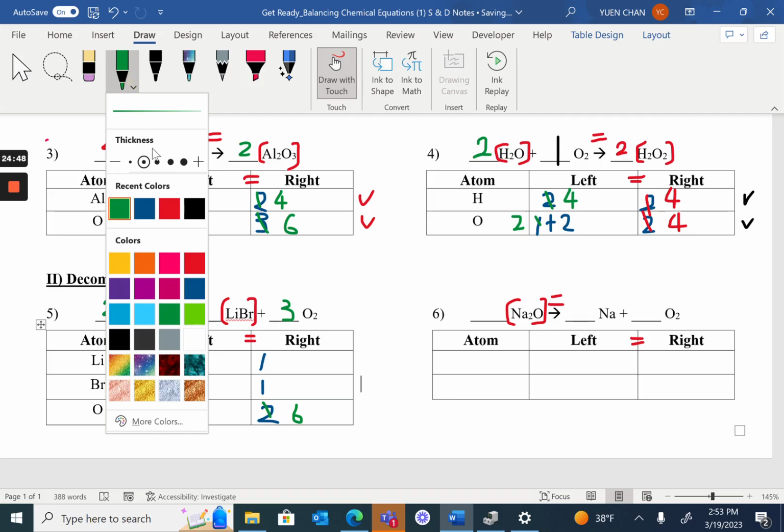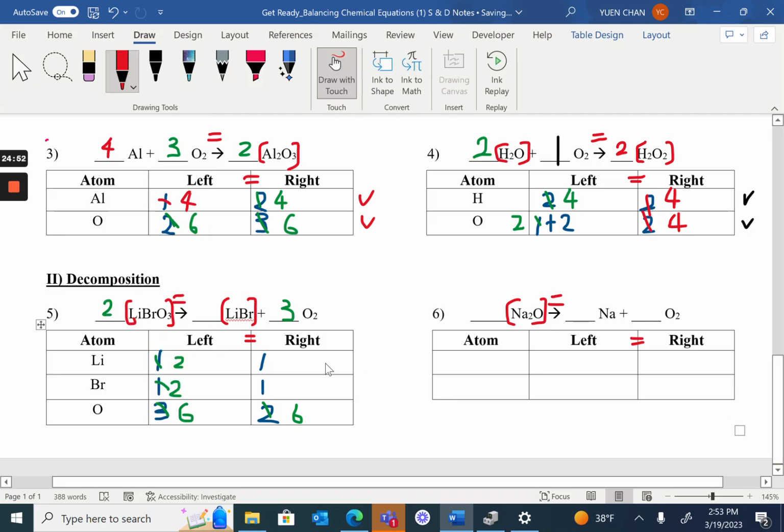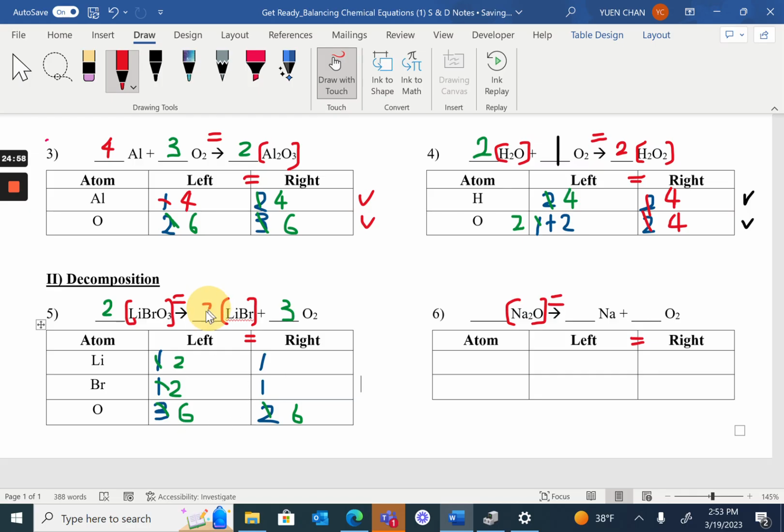And then I'm going to do the last step. Now you want to look it up. Li and Br is not balanced. Oxygen is balanced, but Li and Br is not balanced. So I have to put the 2 in front of the LiBr to change the Li on the right-hand side to be 2, and the Br on the right-hand side to be 2. Okay, now check. 2 and 2 balance, 2 and 2 balance, and 6 and 6 balance, and I have no number left over, so this is good. 2, 2, 3 is also simplified.